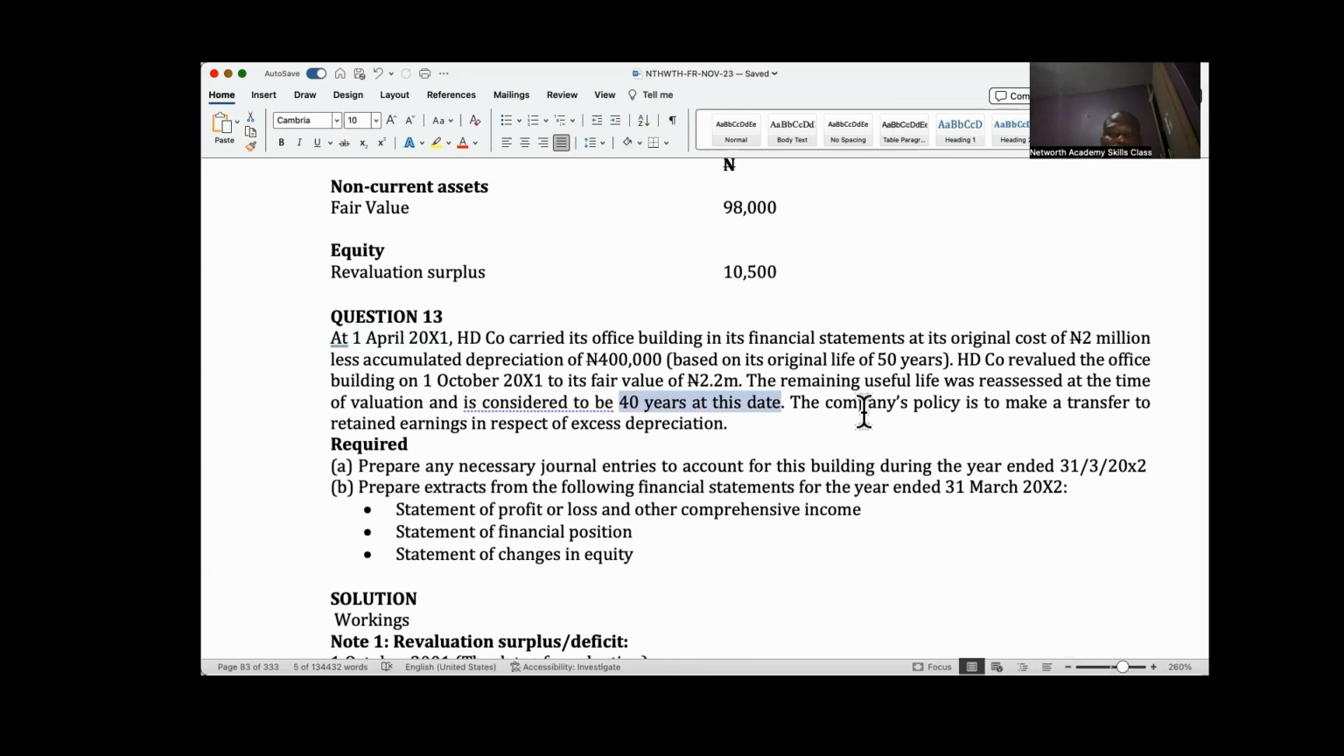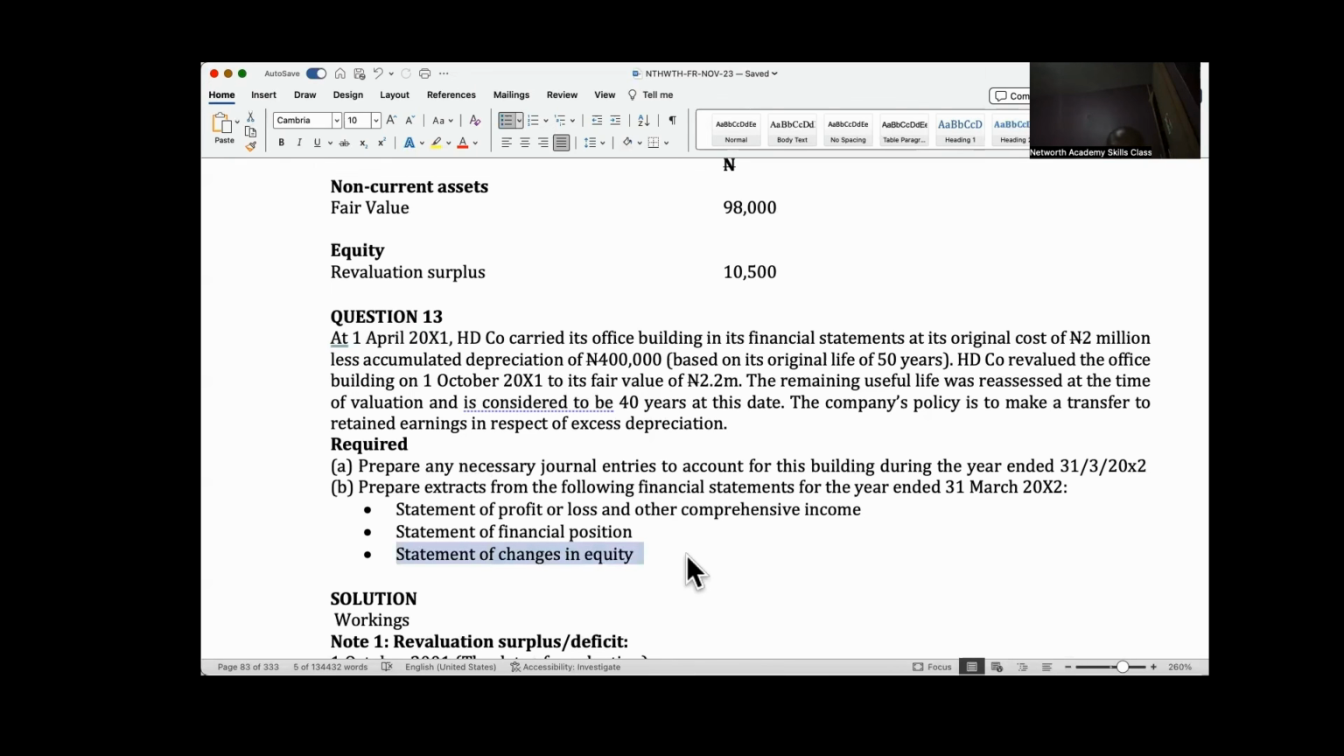The company's policy is to make a transfer to retained earnings in respect of excess depreciation. We are required to prepare journals for this building during the year ended 31st March 2002. We're also required to prepare extracts of the following financial statements for the year ended 31st March 2002: statement of profit or loss and other comprehensive income, statement of financial position, and statement of changes in equity.